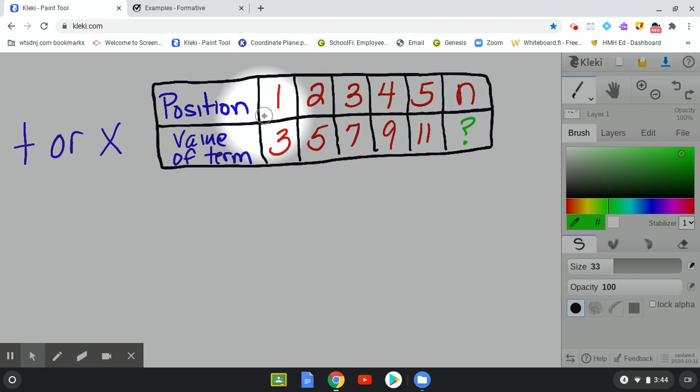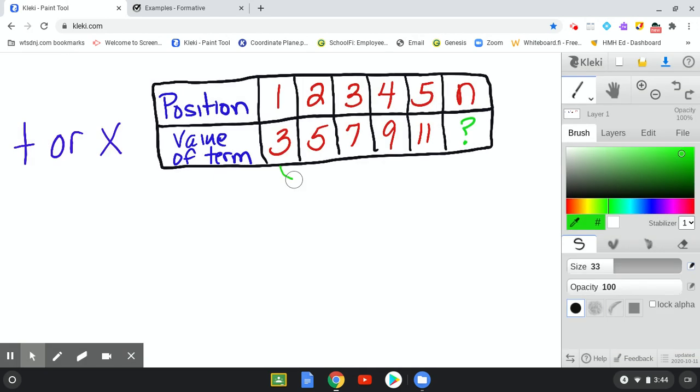So watch what I do next. Because addition and multiplication did not work, I'm going to find the change in my values at the bottom. Going from 3 to 5, I'm adding 2. Well, let's see if that continues. From 5 to 7, I'm adding 2. From 7 to 9, I'm adding 2. From 9 to 11, I'm adding 2. This is the tricky part.